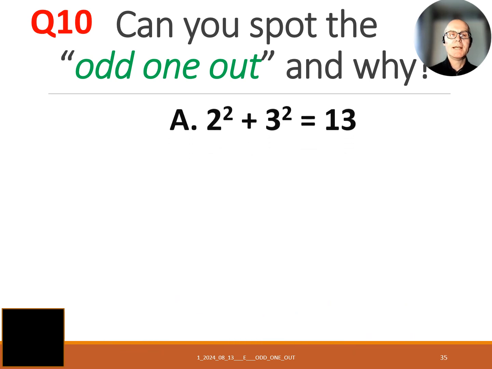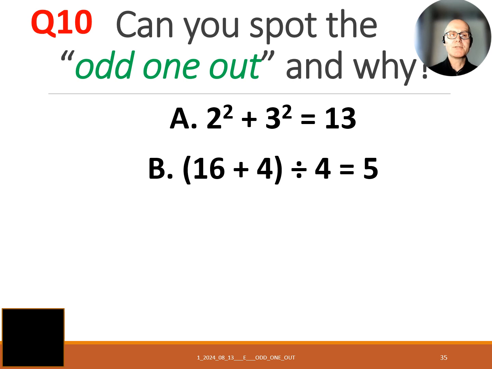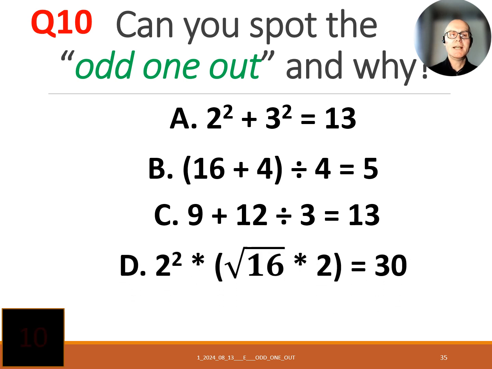Question 10. Another BODMAS question. 2 squared plus 3 squared equals 13. 16 plus 4 in brackets divided by 4 equals 5. 9 plus 12 divided by 3 equals 13. Or 2 squared times the square root of 16 times 2 in brackets equals 30. Okay, we'll work through these. 2 squared is 4, 3 squared is 9, 4 and 9 equals 13, that's correct. This one here, you do what's in the brackets first. 16 plus 4 equals 20, 20 divided by 4 equals 5, that is correct.